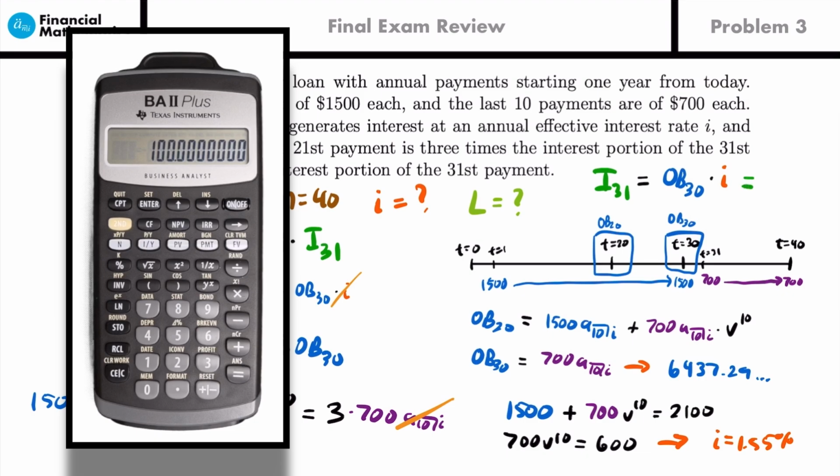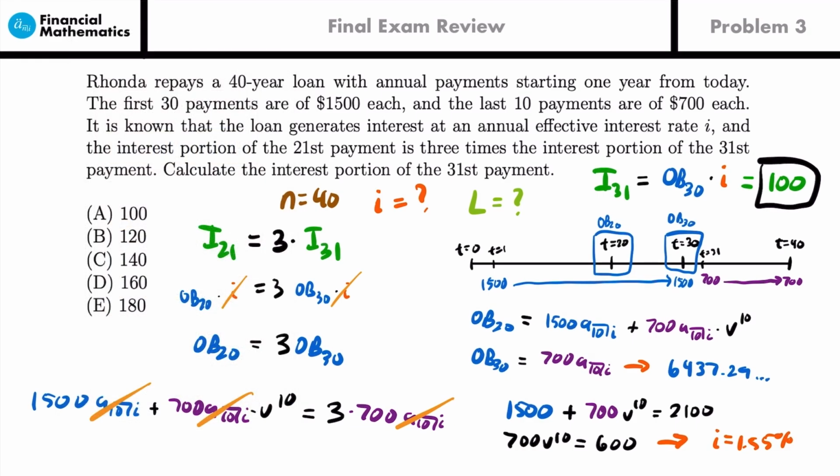The interest at time 31 is $100. That is the final answer to this problem. And so looking at our answer choices, that would be answer choice A. And so I'll box that in. All right, let's take a look at our next problem.